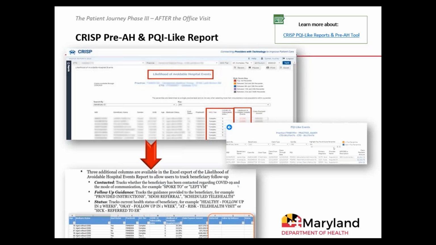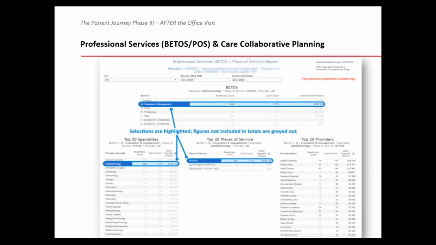One thing to add about the PQI-like reports: PQI stands for preventable quality indicators. It's if you want to drill down to understand, yes, I do have this patient who is high risk at the moment and likely to have a hospital event, but what may be the driving factors? Because that can also help inform how you manage your disease-specific registries.